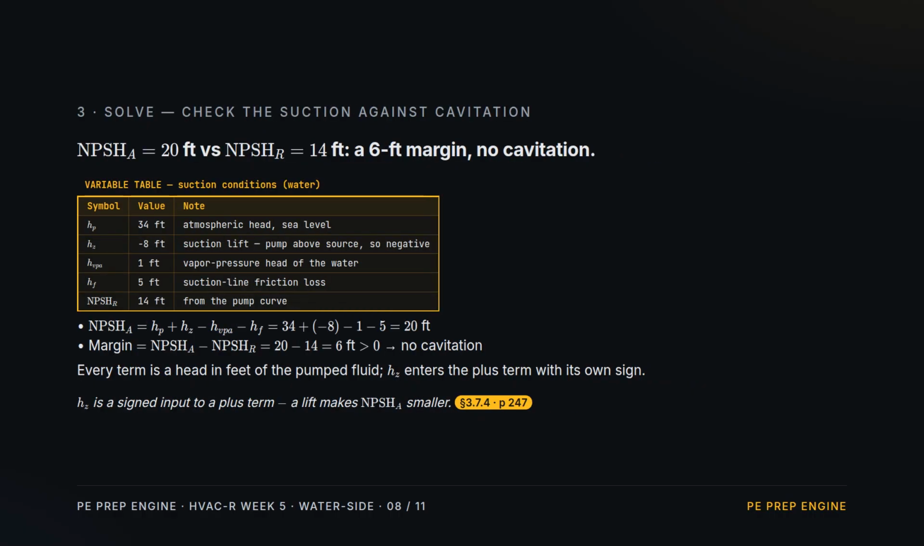Solve. Check the suction. Add the atmospheric head and the static suction head. Then subtract the vapor pressure head and the friction. With a suction lift, the static term is negative, and available comes to 20 feet. The pump requires 14, so the margin is 6 feet. Positive. No cavitation. Watch that lift sign. It makes the available head smaller.